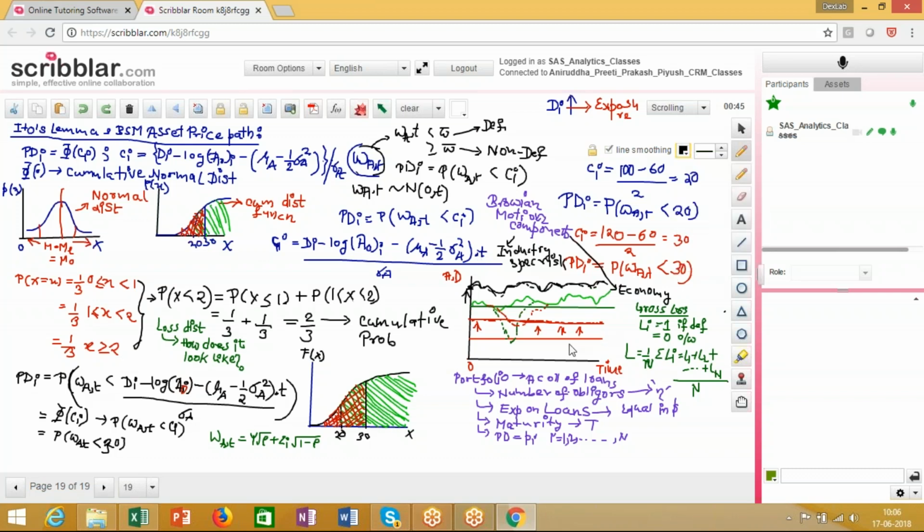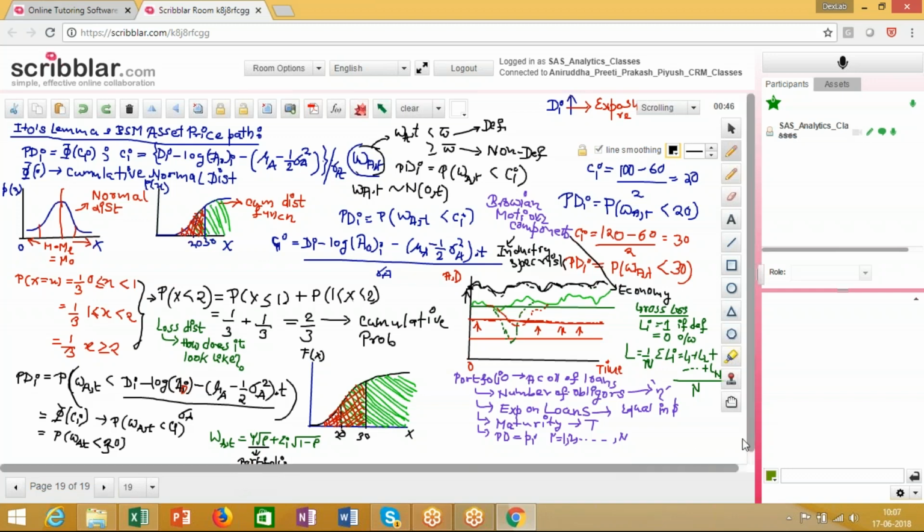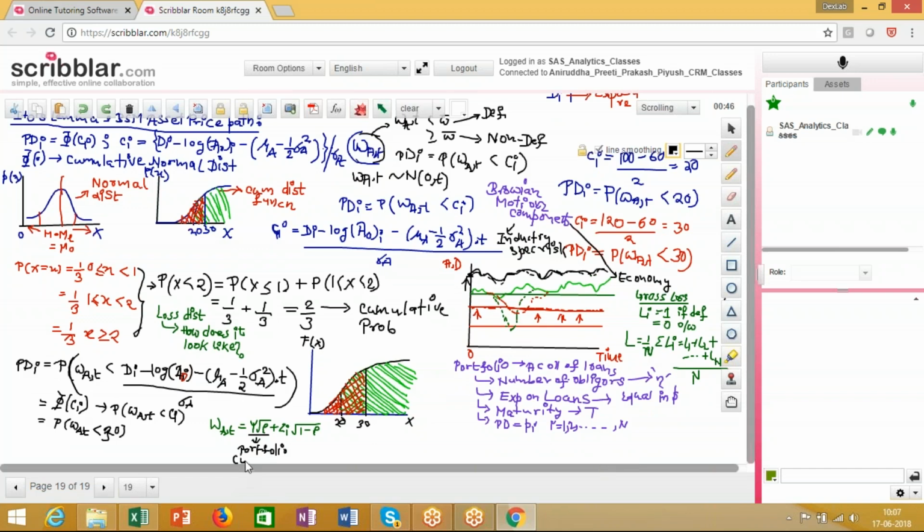So this is the portfolio common factor. This is the common factor, or the single factor, to which all the portfolios are exposed. So this is the portfolio common factor.